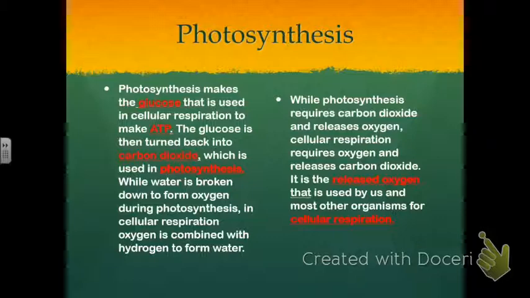Now, water is broken down to form oxygen during photosynthesis. Remember, it's H2O, so when that chemical reaction takes place, and then in cellular respiration, that oxygen is combined with hydrogen to form water. So you can see where the two chemical reactions are occurring. One is decomposition, one is synthesis. Photosynthesis requires carbon dioxide and releases oxygen. Cellular respiration requires oxygen and releases carbon dioxide. It is the released oxygen that is used by us and most organisms for cellular respiration.